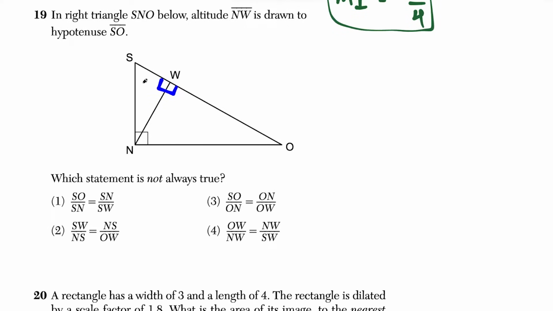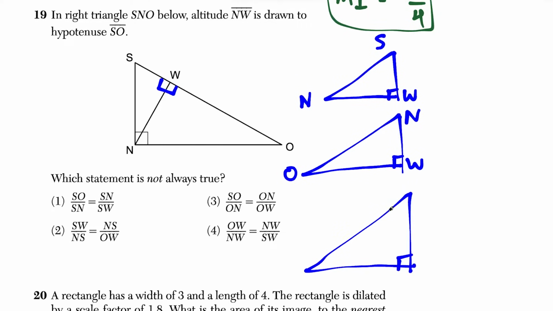Okay, so I could say that triangle SWN is similar to triangle NWO, and that's going to be similar to triangle SNO. But what I like to do for questions like this is separate the triangles and draw them so that they are all facing the same direction. So this really helps if you understand the concept of transformations. You could see these triangles being dragged out and rotated, but they would all be facing the same direction if I wrote them like this.